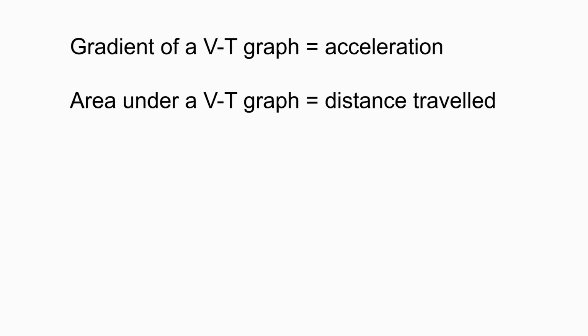A velocity time graph shows the velocity of an object over a certain period of time. The gradient of a velocity time graph gives you the acceleration of the object, which is a measure of how quickly the velocity changes with time, and the area under a velocity time graph gives you the distance travelled.